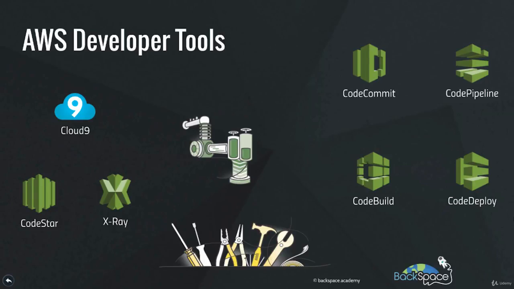We'll be using CodePipeline, CodeBuild, and CodeDeploy quite a bit if you're going on to do the Developer Associate pathway with Backspace Academy. We'll be creating a fully integrated CI/CD pipeline that will automatically package Node NPM packages and run tests using Mocha before deploying to an AWS environment.